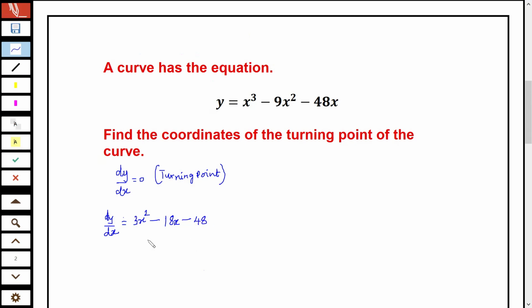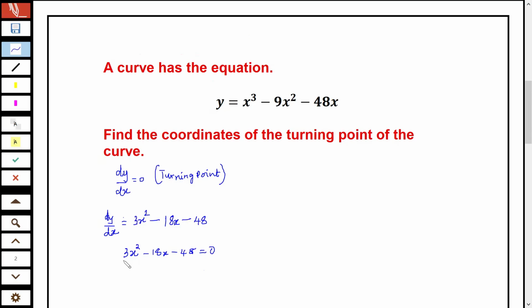Now, we're going to equate this to 0. As already clearly written here, dy/dx equals 0. So the result has to be equal to 0. So we have 3x squared minus 18x minus 48 equals 0. We have a quadratic equation now, and to simplify further, we have to simplify the coefficients of this equation in order to apply the quadratic formula method.